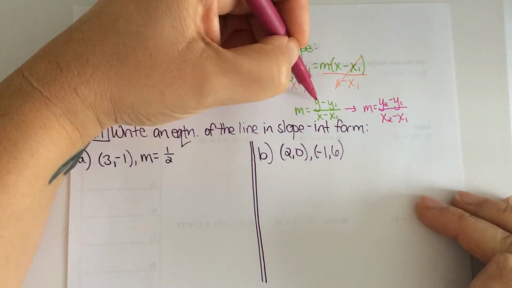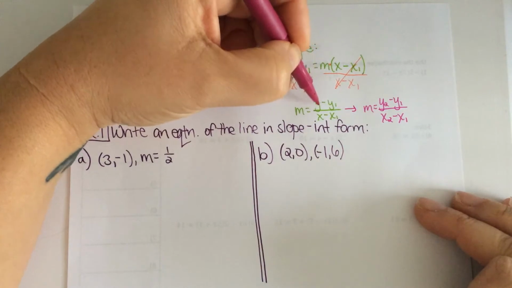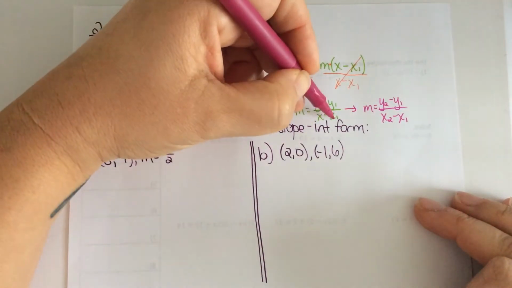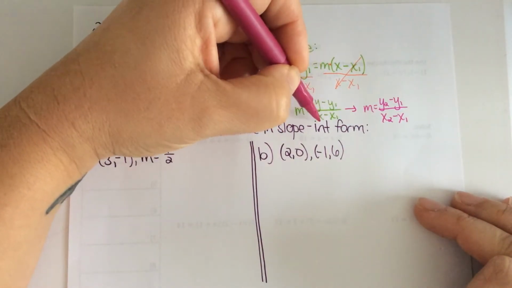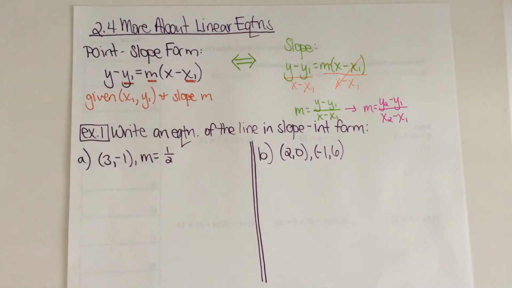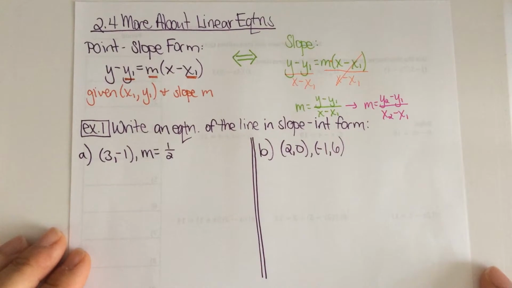It's just saying there's a y value and a different y value, and we're subtracting them. And there's an x value and a different x value, and we're subtracting them. So that's all that means. The subscripts are just differentiating between different points on a line. Okay? All right, so write an equation of the line in slope-intercept form.